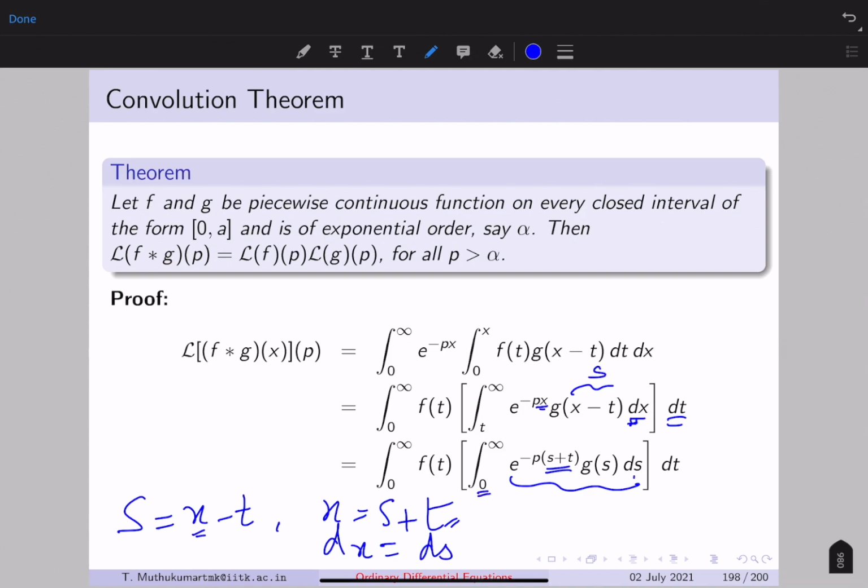When x is infinity, s is also infinity. So the limits are from 0 to infinity. Okay, so now you have 0 to infinity, 0 to infinity of this integral.